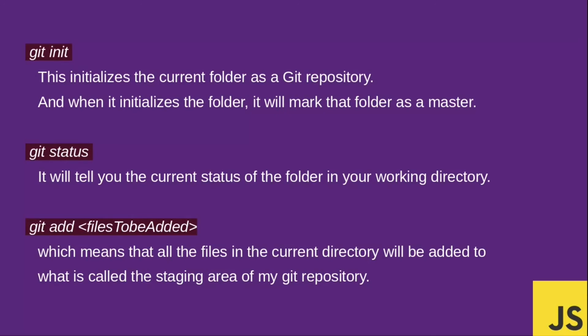The second command that we are going to see is the git status command. It will tell you the current status of the folder in your working directory. So remember the working directory, the staging area, and the Git repository. The third command is git add followed by the file to be added, which means that the files in the current directory will be added to what is called the staging area of my Git repository, as we saw previously.